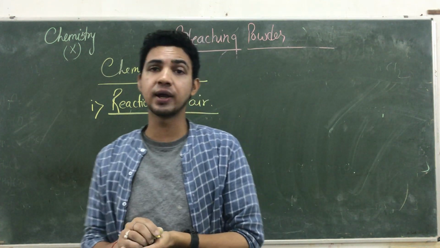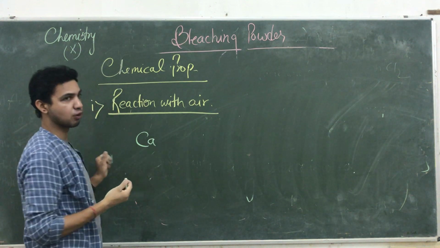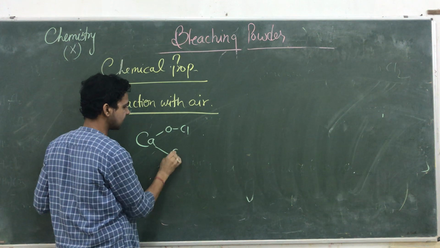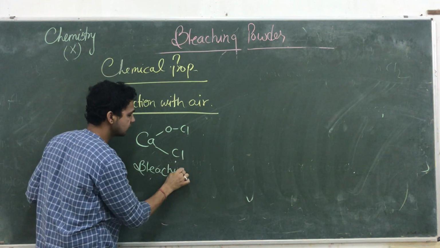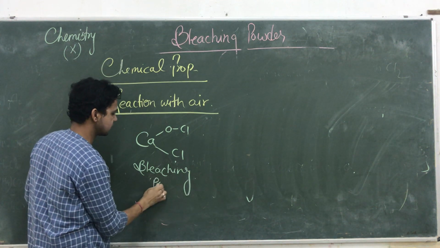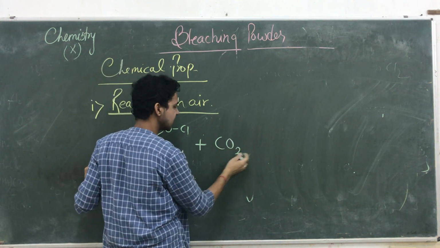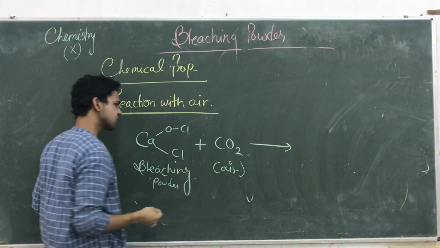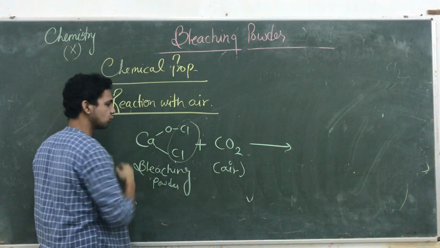Let us first do the reactions. If we are studying chemical properties, we have to write its structure CaOCl here. That is bleaching powder. If you write it in open form, it's good for you and you will understand well. This is bleaching powder, and here we are taking CO2. From where are we taking CO2? From air. So see guys, when we keep it in air, which gas will be liberated?